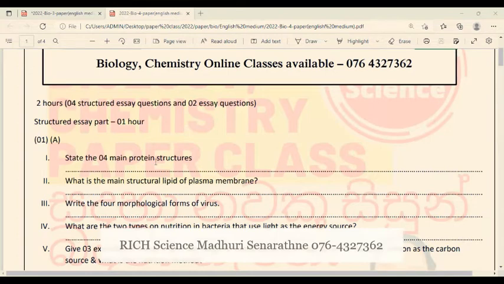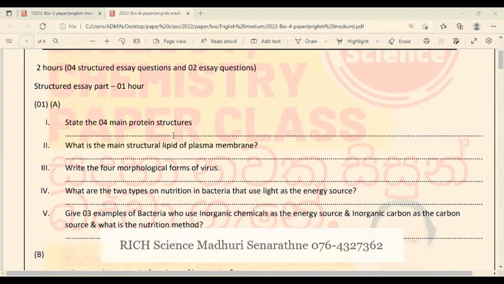State the 4 main protein structures. The answer should be primary structure, secondary structure, tertiary structure, and quaternary structure. Try to write all the answers and extra points that I will be telling, that I am discussing. It will be a great benefit for your next papers. Okay. State the 4 main protein structures: primary, secondary, tertiary, and quaternary.